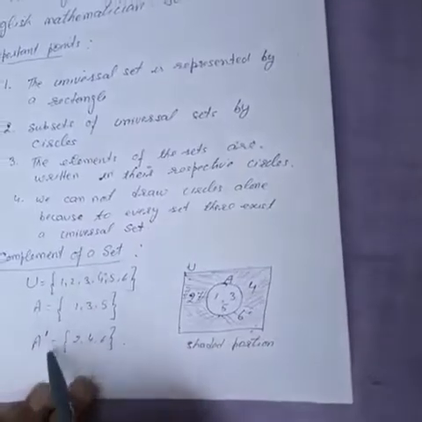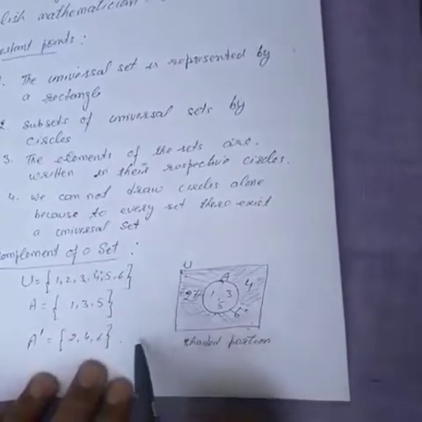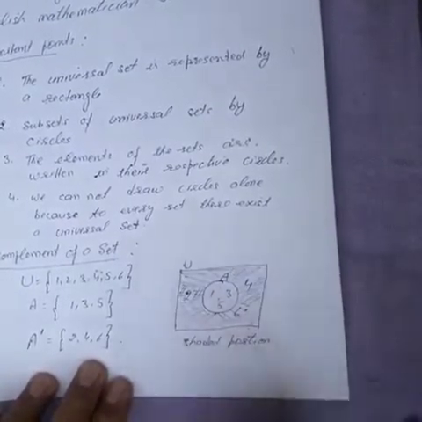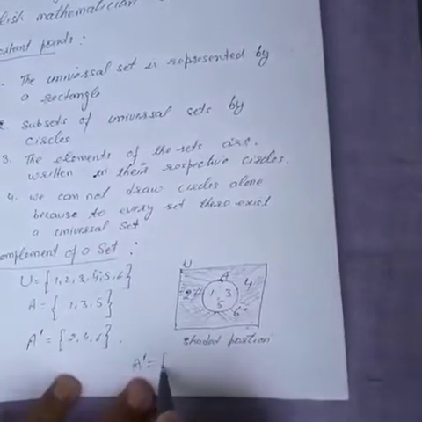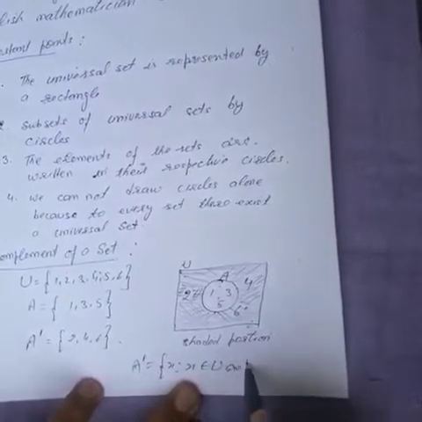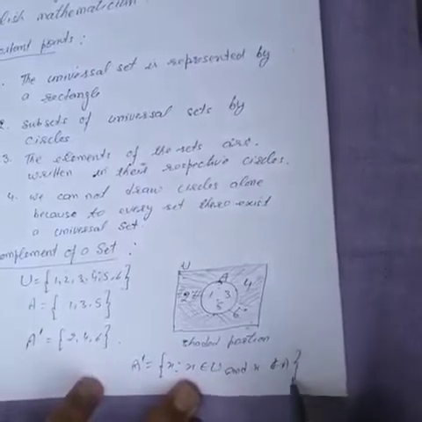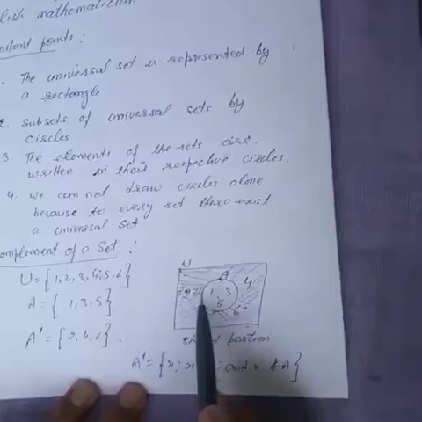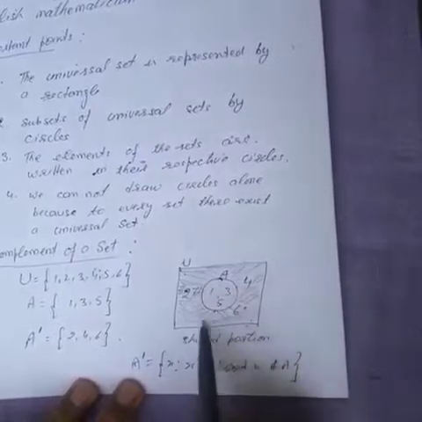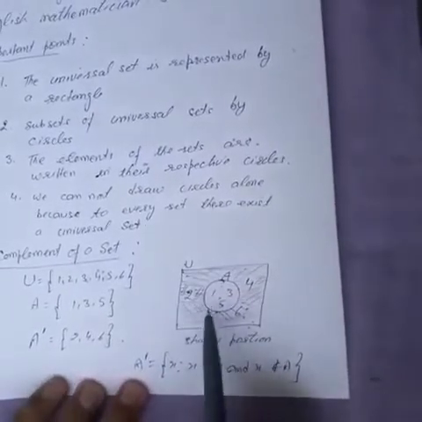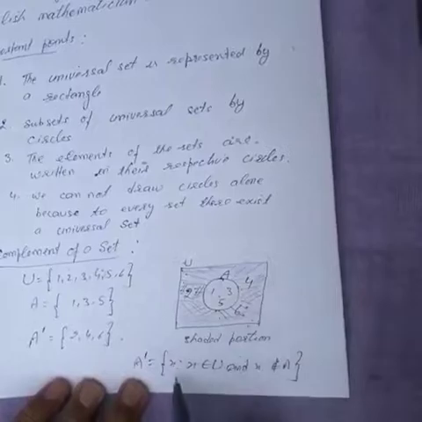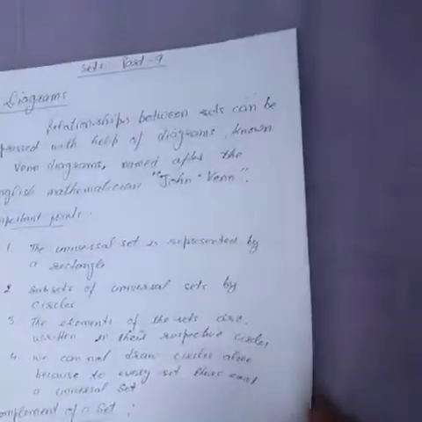Now if we want to show the complement of A, it means the elements which don't belong to A but belong to U. So the definition is: the complement of a set A is the set of all x where x is an element of U and x does not belong to A. It means write down all the elements written outside this circle A. This portion is called the complement of A. It means the portion of the rectangle which is outside this circle, shaded, represents the complement of A. So this is the Venn diagram of the complement of A.